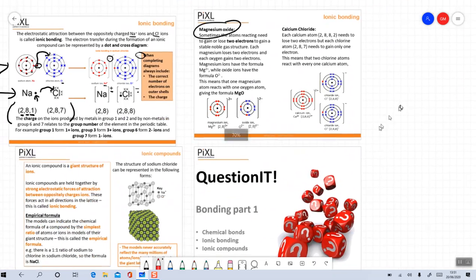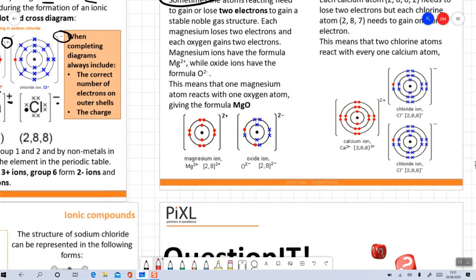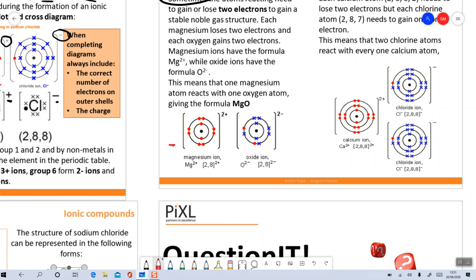Let's look at that on a slightly more professional drawing than my rubbishy one. Oh look, here's my magnesium. Okay, it's lost 2 outside shell electrons, so the outside shell is now full. And here's my oxygen, it's gained 2 electrons, so its outside shell is now full. Look, it's got a 2 minus charge because it's gained 2 negative electrons. Magnesium's got a 2 plus charge because it's lost 2 negative electrons, so it's got 2 more pluses than negatives now.